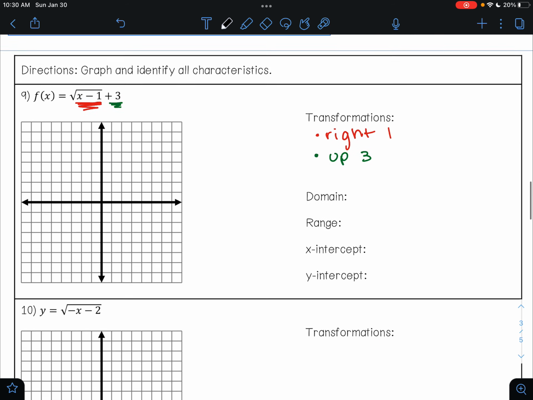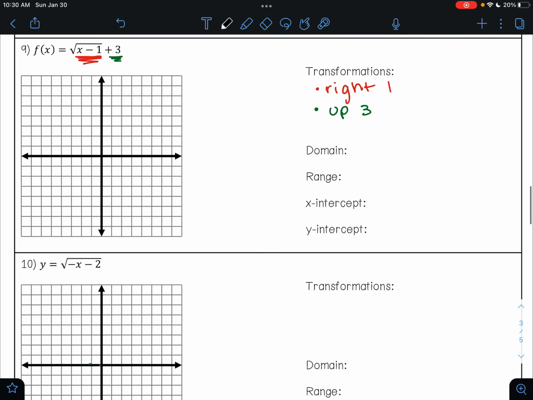So on example 9, I can find my starting point by finding my HK value. Here I have x minus 1. If I change the sign of H, I'll have positive 1. And if I keep the sign of K, I'll have positive 3. So when I go ahead to find my 3 points to graph, I know that starting point will be 1, 3.